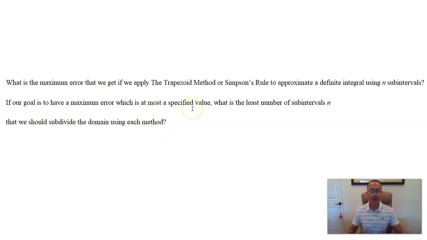And if your boss says, I want the error to be no bigger than a certain amount, 0.000000001, put as many zeros as you want over there, it's now up to you to find how many subintervals we will need. What is the least number of subintervals that we are going to need for each method?